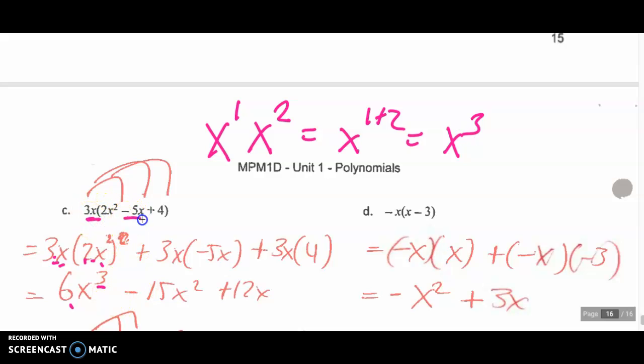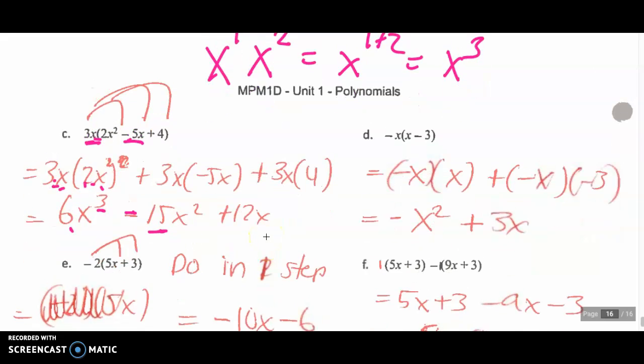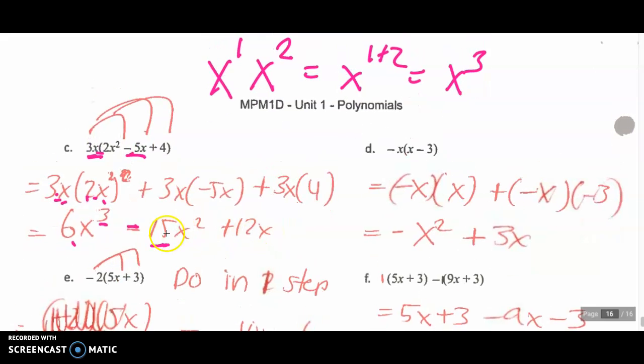3x times minus 5x. 3 times 5 is 15. So that's your number here, but you have a negative in front, so that has to be negative. And then x times x is x squared. And the final part here is 12x. You cannot collect any like terms. You would have been able to collect terms in the bracket. So once you've expanded, you don't even have to worry about looking for like terms to collect, because you would have been able to find them inside the bracket. So always look in the bracket to see if you can collect first. If not, then just go ahead and multiply.